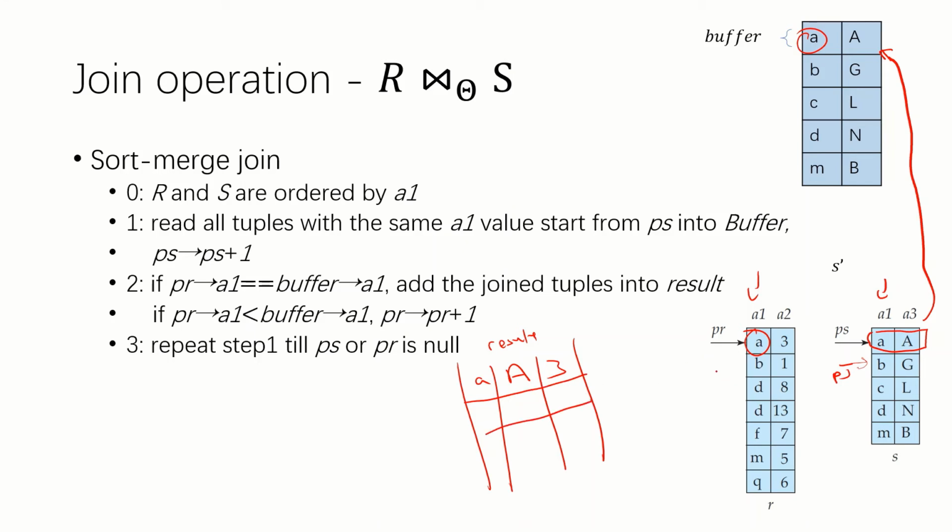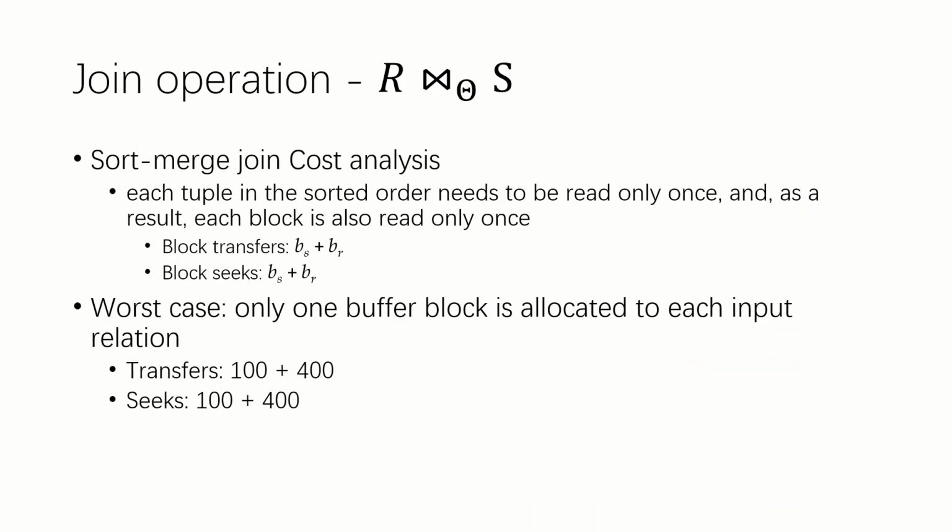and we're going to increase PR, and now we realize that we are at a different value of A1. We're going to start with this again, so this is going to get shifted over here, and you'll be joined back with this, so it will be B, 3, and 1. Okay, so we repeat this until either one of these is equal to null. That will mean that there's nothing else to join anymore. Okay, so the cost analysis of this is just the sum of the number of both of the blocks.